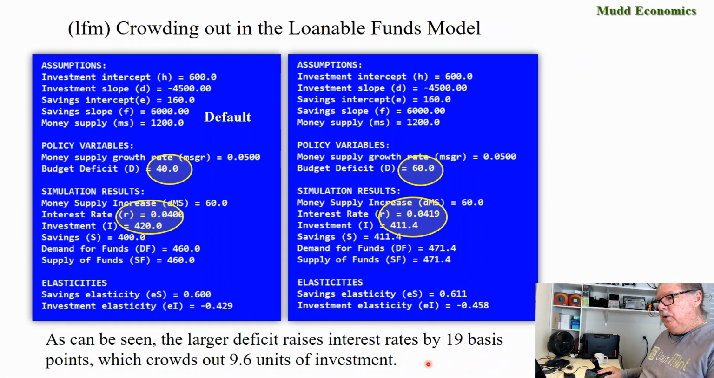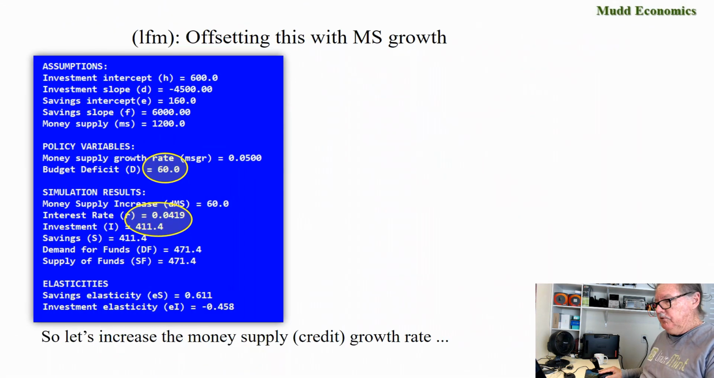And so we can, however, offset this, as we know, because of the original application of the model, with money supply growth. Now here, we are not looking at the default of the loanable funds model. This is the result of the last simulation. We're going to continue working with that. So here we have already increased the budget deficit to 60. So this is not the default. The default was budget deficit of 40. And here, of course, we have the lower investment rate at the higher interest rate.